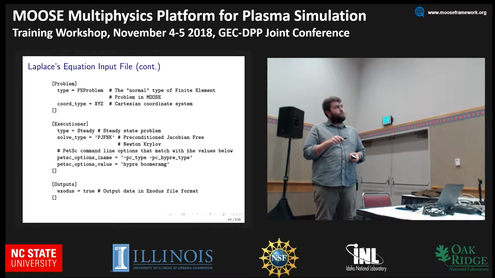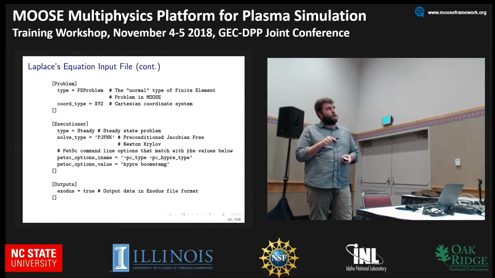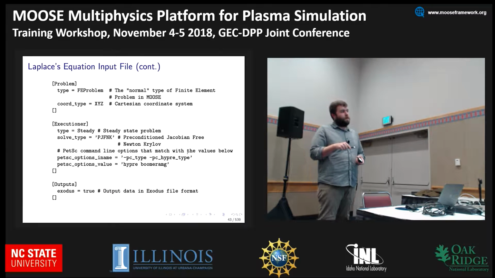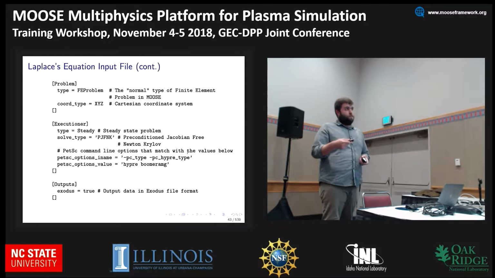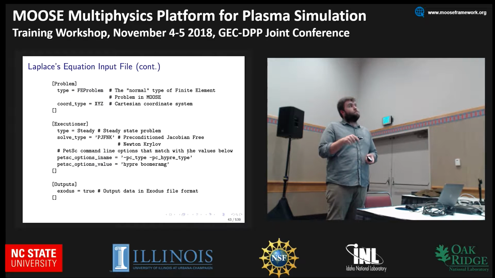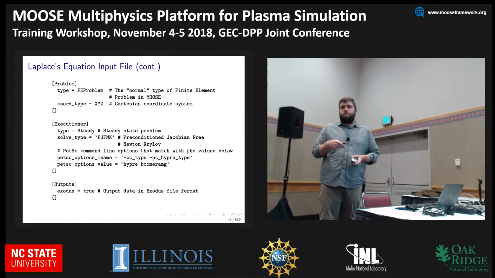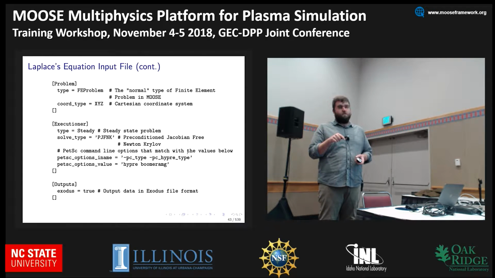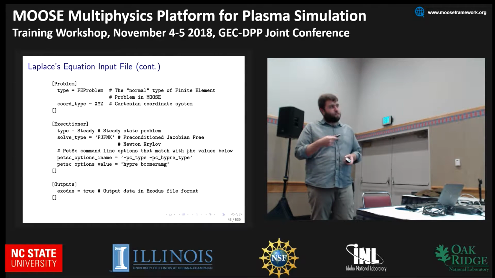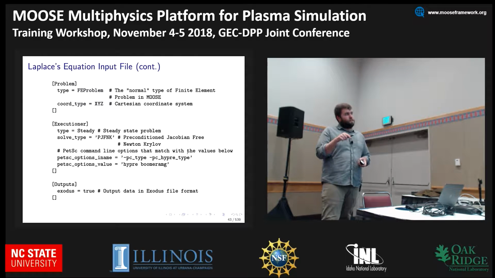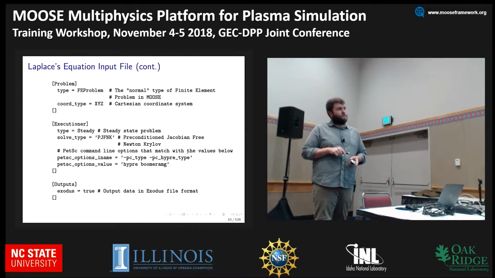So for the executioner, we don't have any time derivatives or anything like that. It's a steady state problem, so we're setting type equals steady. We're using a solve type of preconditioned Jacobian-free Newton-Krylov, which we can go into in a few slides. Then, because PETSc is the back end of Moose, or one of the pieces of the back end of Moose, we have access to command line options, in this case BoomerAMG. BoomerAMG is for elliptic style problems, and that's what we have here. So we just set those to that setting, but you can change those.